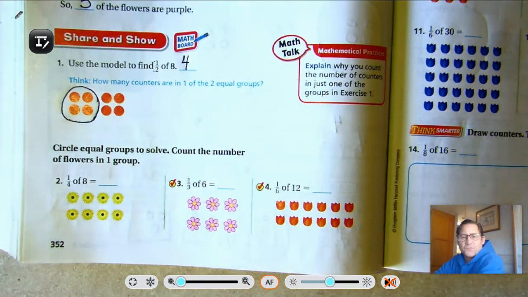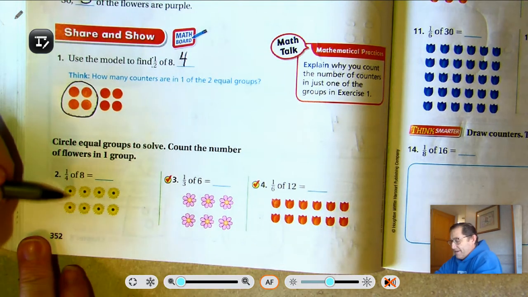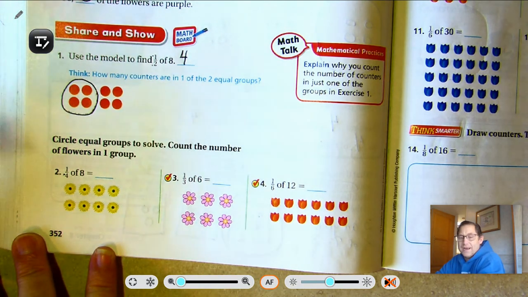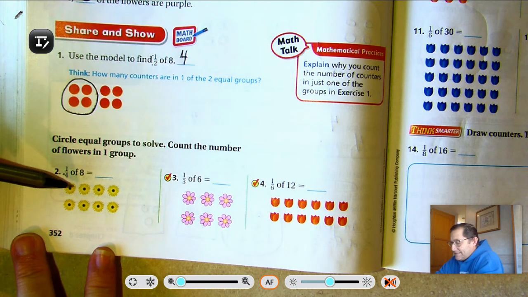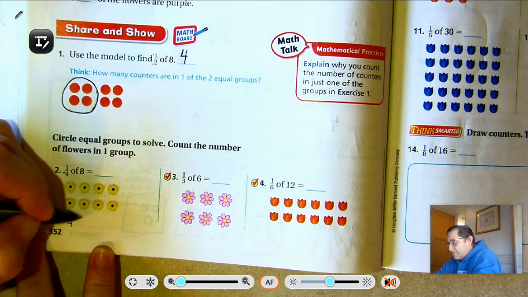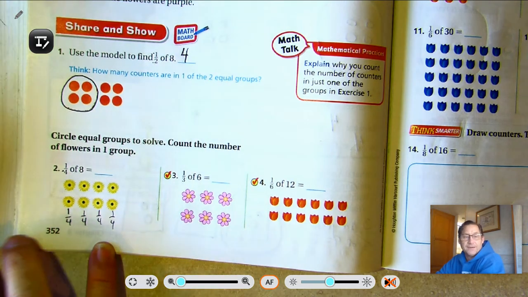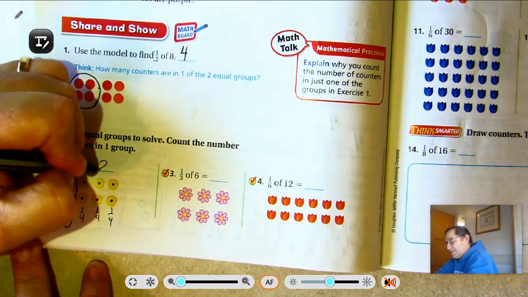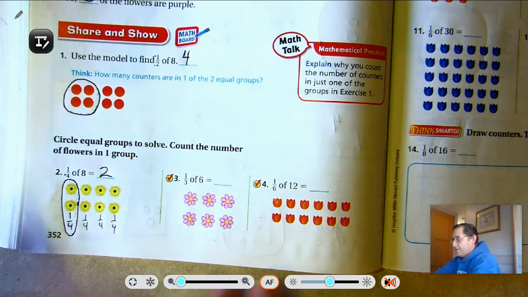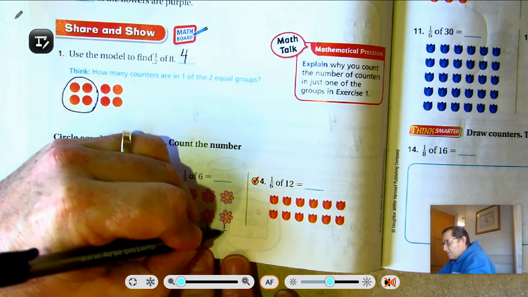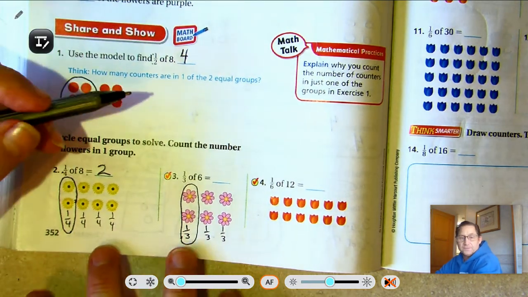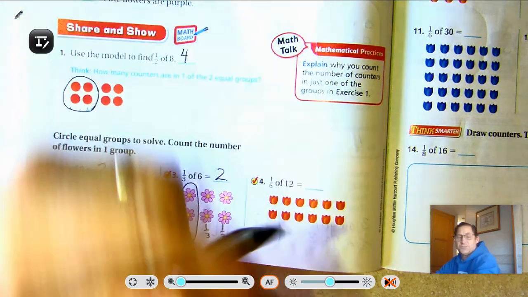Okay, number 2 through 4. Circle equal groups to solve. Count the number of flowers in one group. So we have 8 flowers. The denominator tells me that there needs to be 4 groups. And we're going to circle one out of the 4 equal groups. So, well, I see that each row of flowers would be 1/4, right? So that would be 1/4. So there would be 2 yellow flowers. 1/3 of 6. So each column of flowers is 1/3 of the group. So if I had 1/3, I'd only circle one of the equal groups, and I notice that there's 2 in it.